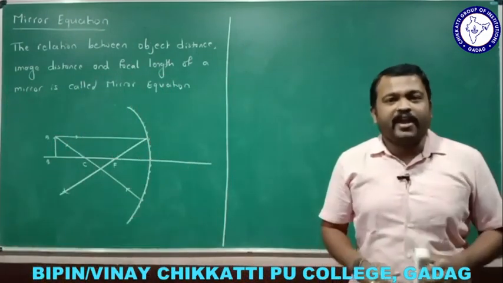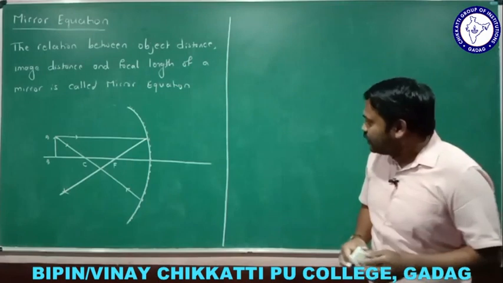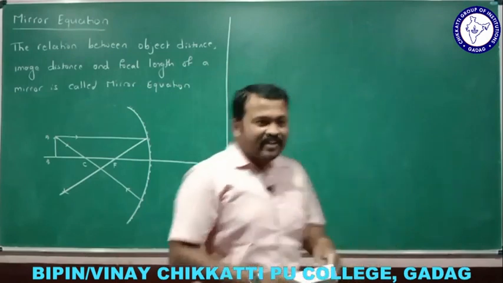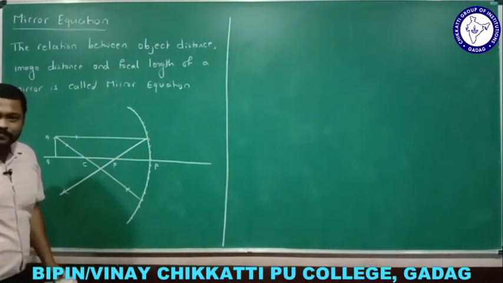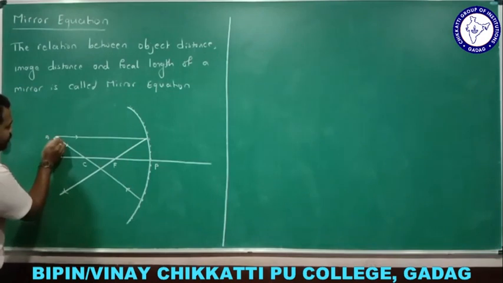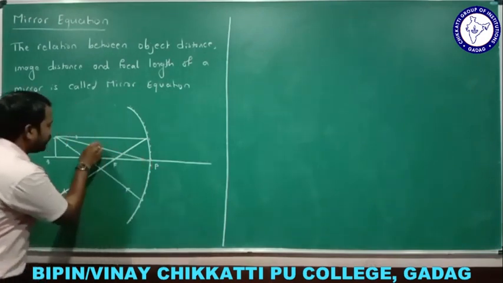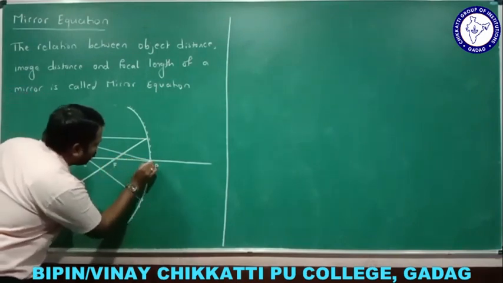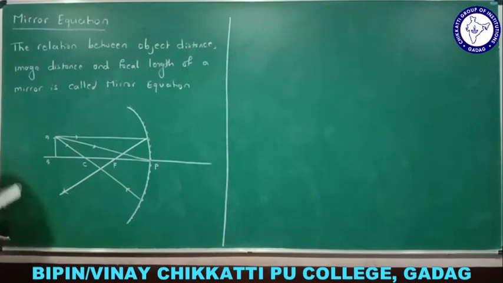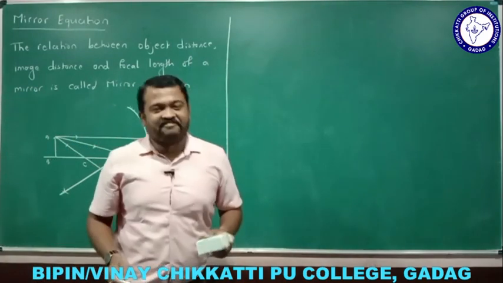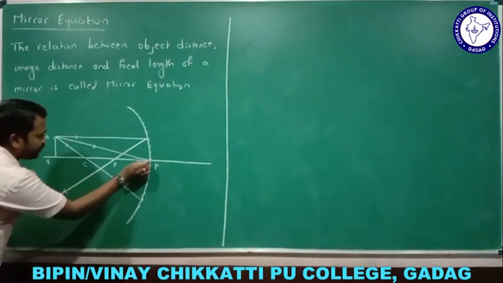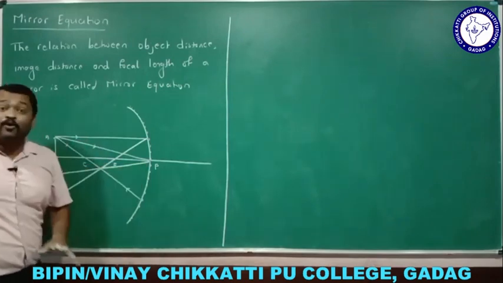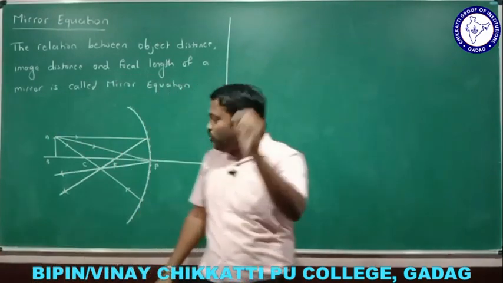Now, let me find where the image is formed. Let me consider, if the incident ray falls at the pole of the mirror, this is the pole of the mirror. If the incident ray falls at the pole of the mirror, where does the reflected ray go? The reflected ray follows the law of reflection, and it must pass through this point itself.